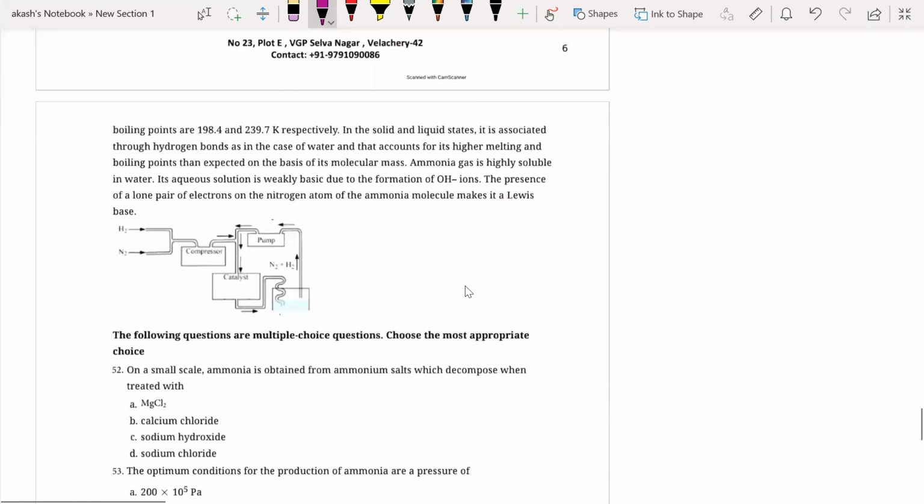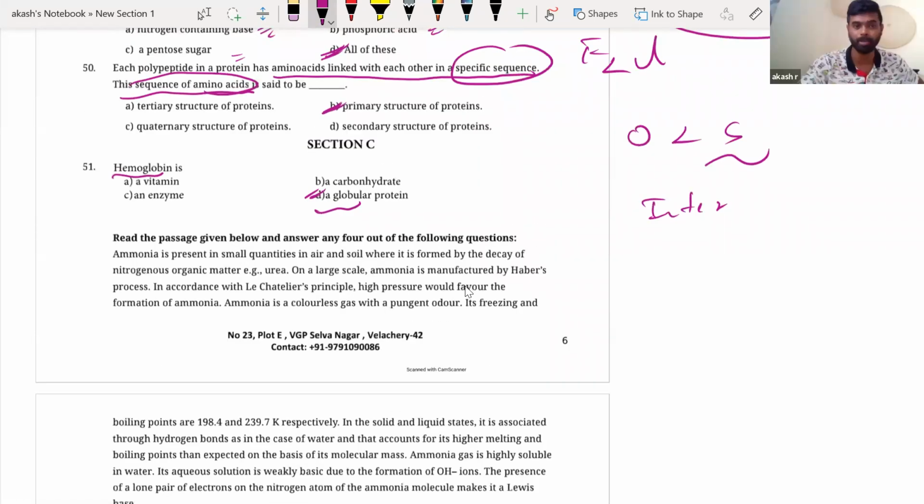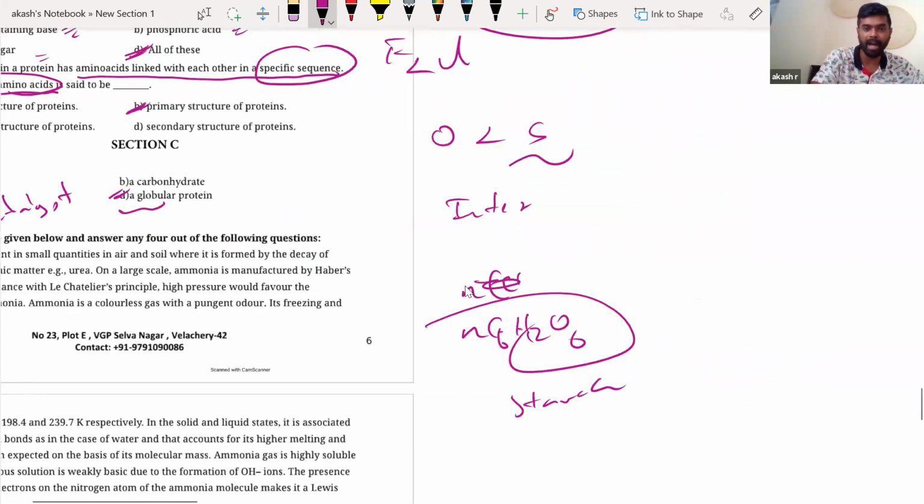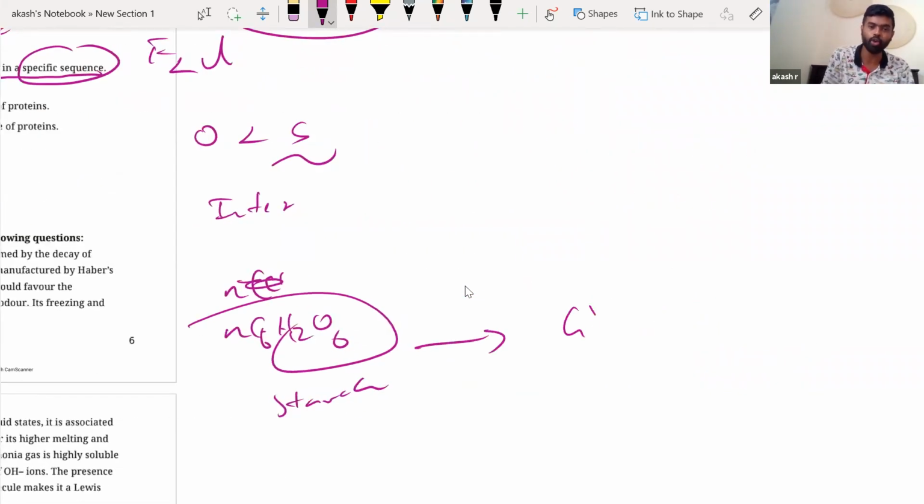Sir, hemoglobin is an enzyme, no, sir? No. Hemoglobin is a protein. See, what is an enzyme? An enzyme should be a catalyst, right? For example, I have starch. Starch is basically glucose, so many units of glucose, (C6H12O6)n. Okay, this is starch. Now this starch will be converted into glucose in your cell, and this reaction is catalyzed by an enzyme.